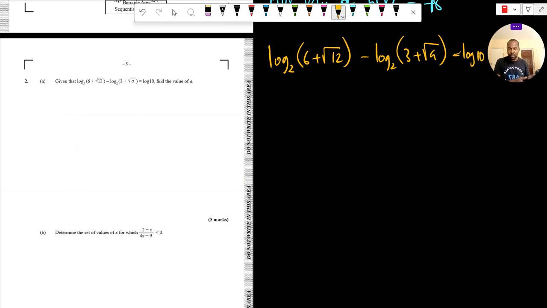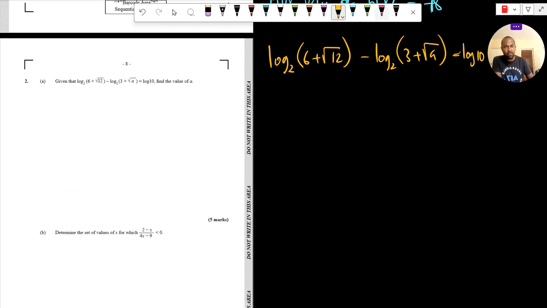Now what do we notice? The logs on the left-hand side are taken to base 2, whereas on the right-hand side we don't see any base. And what does that mean? It simply means that the logs on the right-hand side are taken to base 10. And of course, log to base 10, same thing as log of 10 to base 10, is just 1.